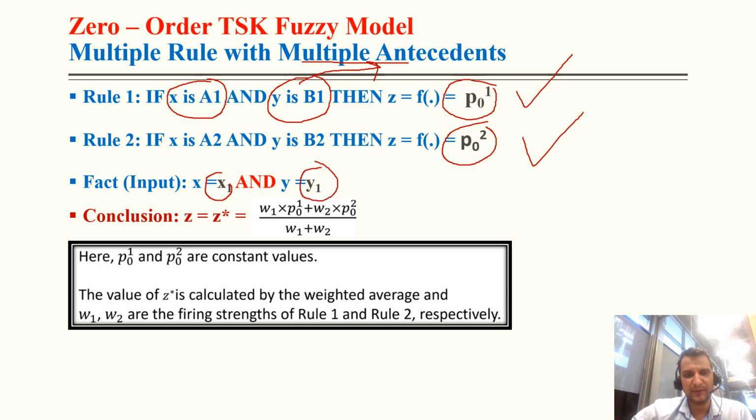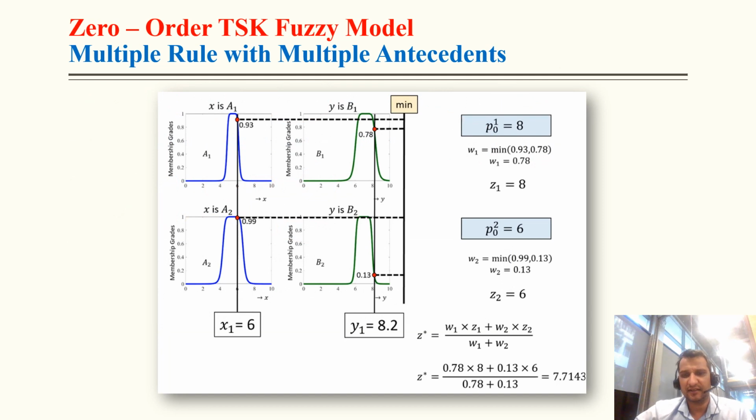So the conclusion, z will be equal to w1 multiplied by p naught 1 for rule 1 plus w2 multiplied with the constant value for rule 2, because it is of zero order, that's why they will be constants, and divided by W1 plus W2, that is the depth of firing, right? So let us take an example. This is rule 1, this is rule 2, and we want to calculate the output for this crisp input, right?